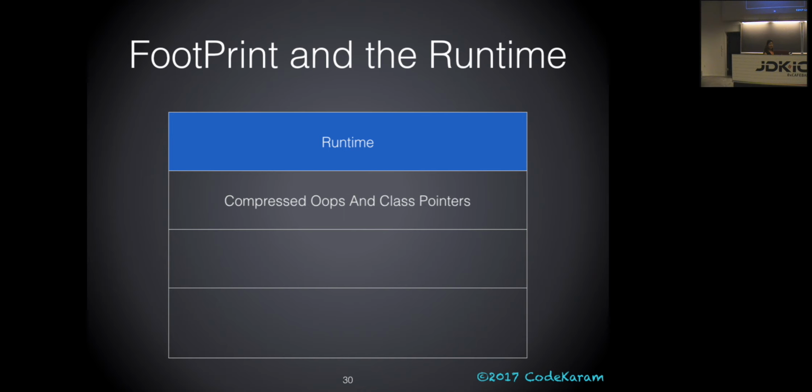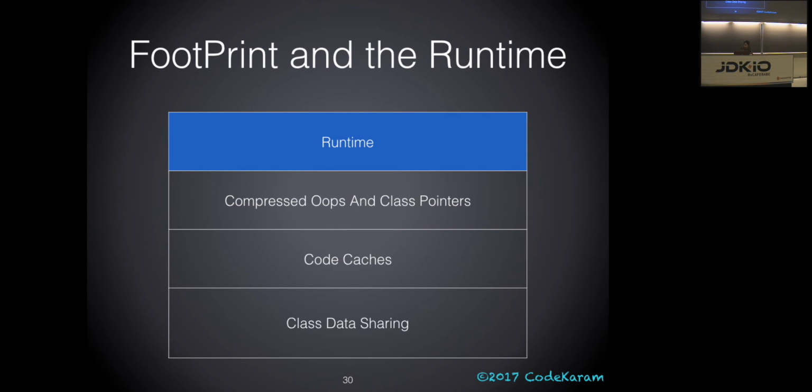And similarly, you can do class pointers too, because that's a part of the header. So you can reduce class pointers accordingly. Code cache, as I mentioned. Code caches are where your JIT compiled code stays. It helps footprint, of course, because you can reuse this compiled code. You have to just access the code cache. Every time you compile, you don't have to store it again, you can just look it up in the cache. And class data sharing, we already mentioned that.